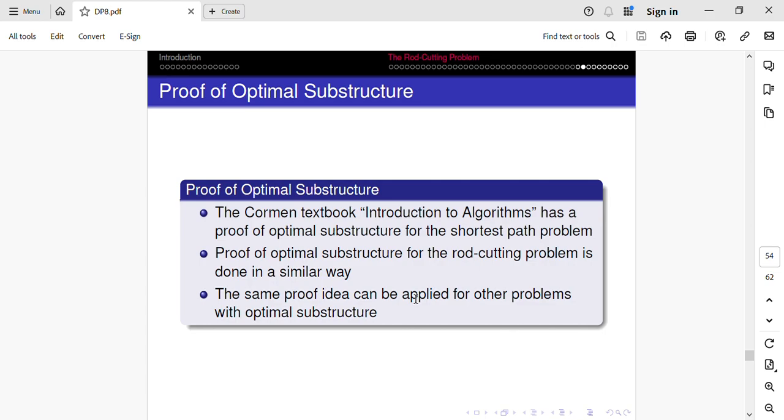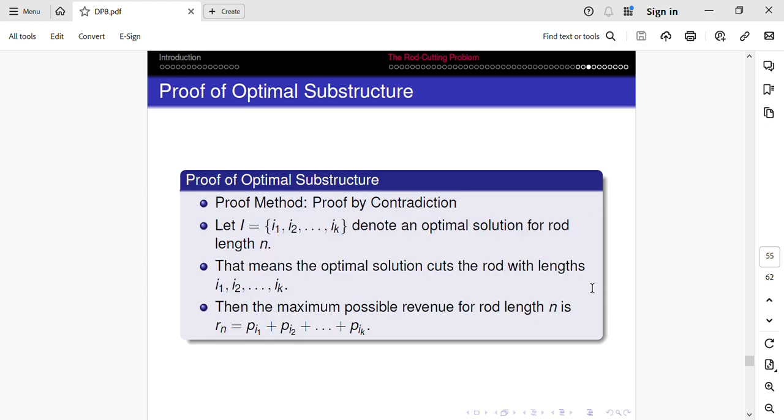The Cormen textbook, Introduction to Algorithms, has a proof of optimal substructure for the shortest path problem. Here I will show a proof of optimal substructure for the rod cutting problem in a similar way, and we can use the same proof idea for other problems with optimal substructure. Now the method of proof is proof by contradiction. Whatever we want to prove, we will actually assume the opposite of that, and then in the course of the proof we will come to a contradiction, and then we can say that whatever we assumed is not true, it is false.